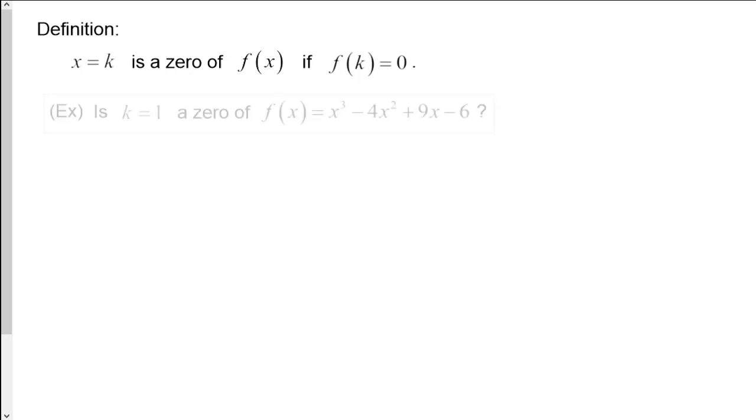Okay, so now that I think you've got the hang of that, let's work with another definition. So this definition says that x equals k is a 0 of f of x if f of k is equal to 0. So if you evaluate a polynomial at a number that results in 0, this is called a 0 of the function. Okay? So is k equals 1 a 0 of f of x equals x cubed minus 4x squared plus 9x minus 6? Well, we just do the synthetic division to find that out.